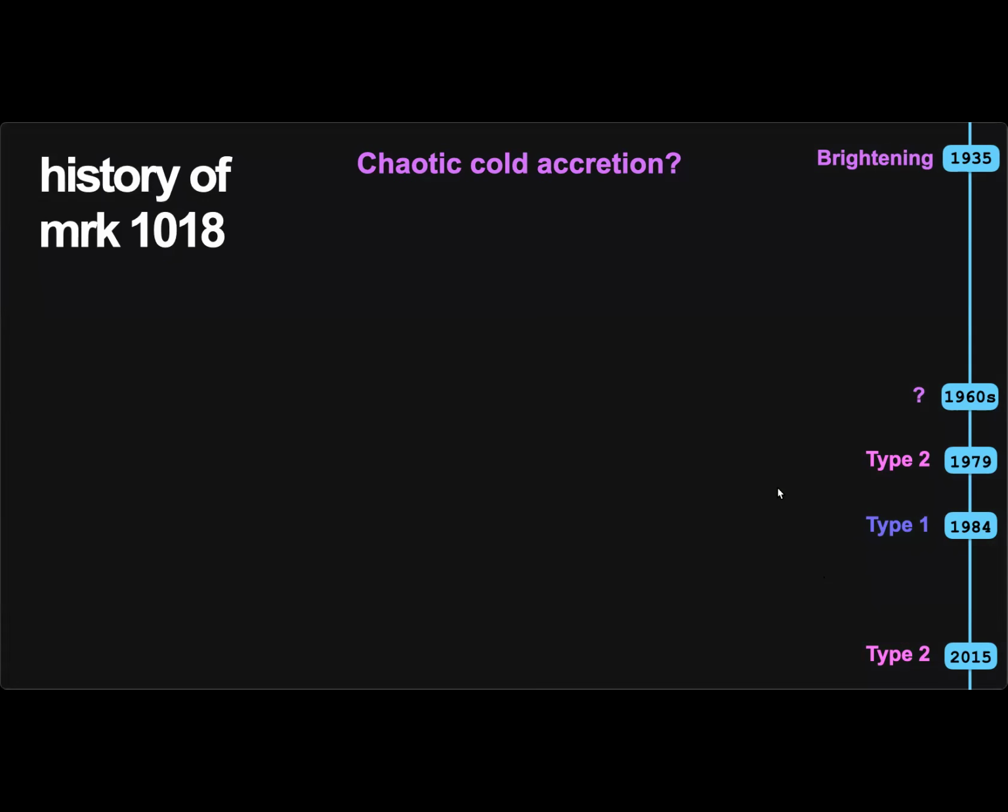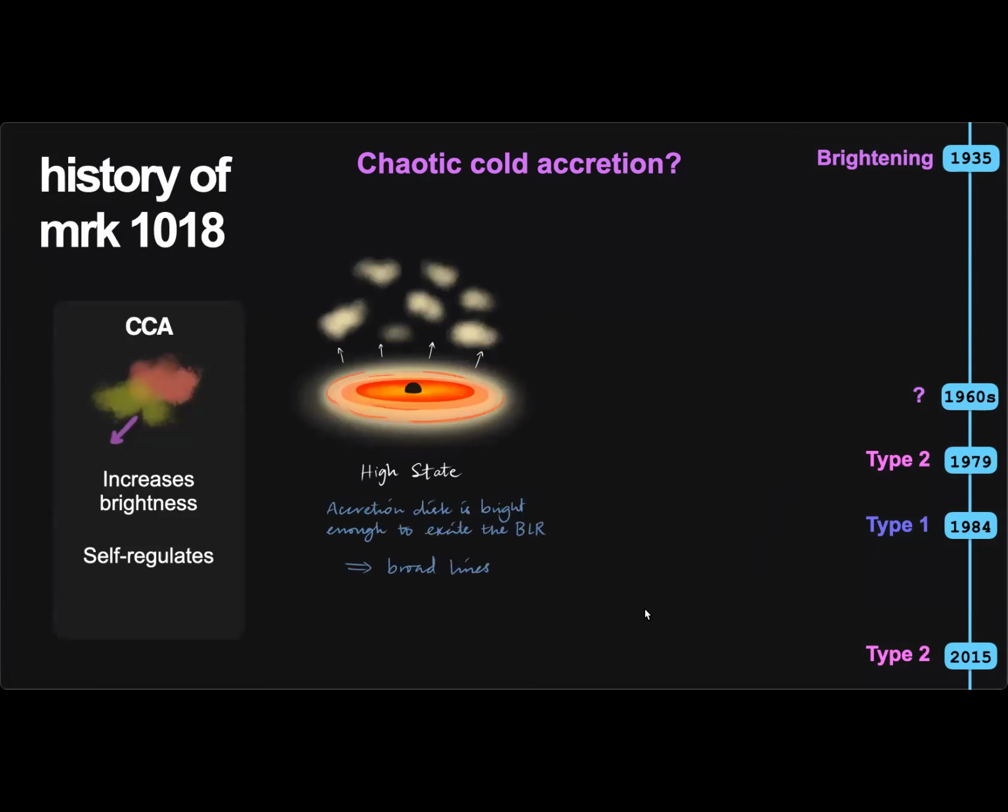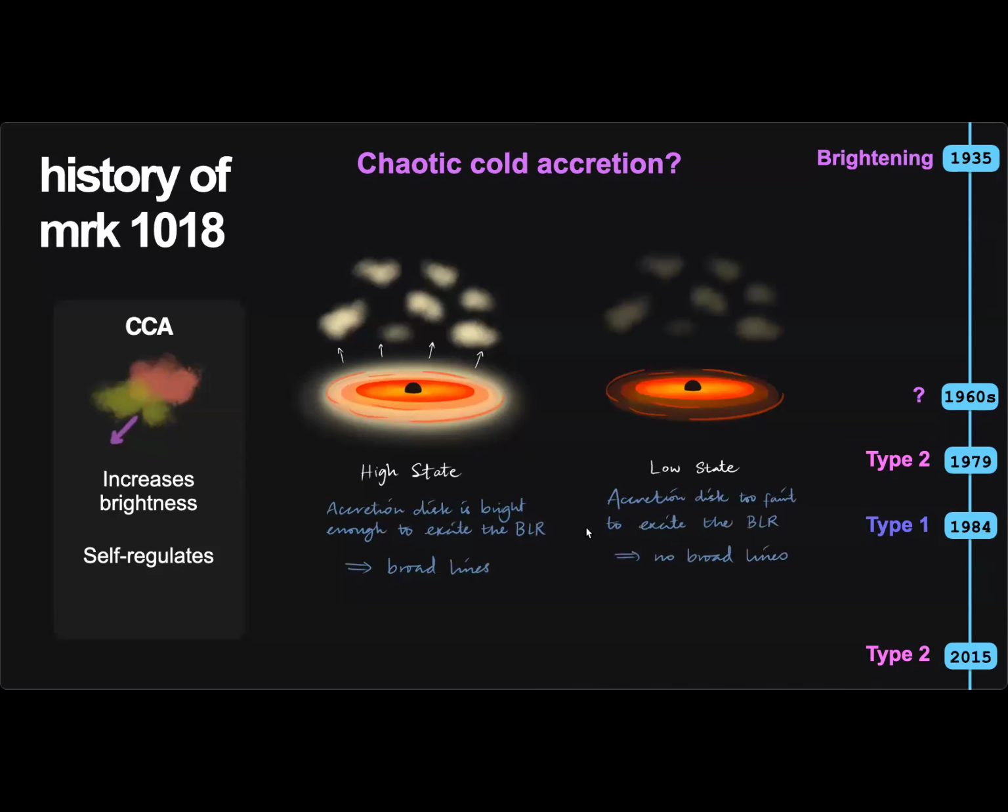But in the paper that we have put out, we suggest that the most likely scenario in our minds at the moment is this chaotic cold accretion, where in the higher state, the accretion disk is sufficiently bright to excite the broadline region, meaning that we get continuum emission and broadline emission. And then when it's dimmer, there's not sufficient radiation from the accretion disk to excite the broadline region, reducing the emission as we've observed in the spectra.